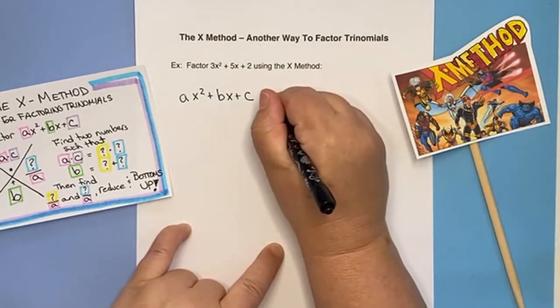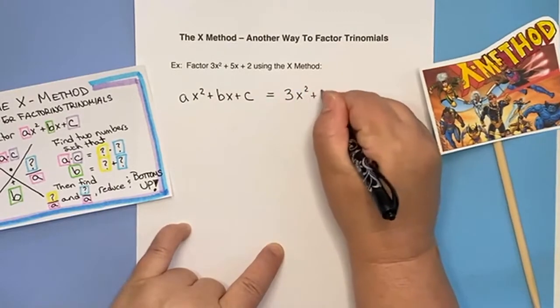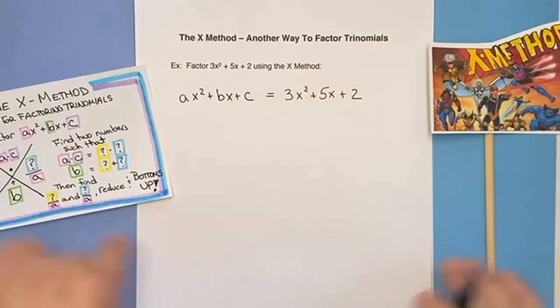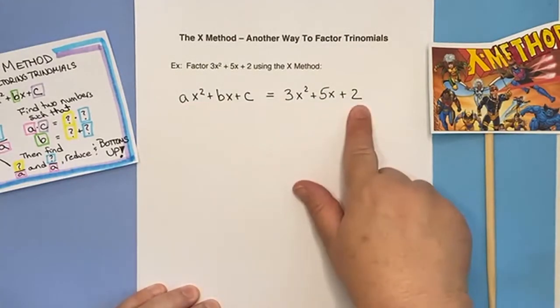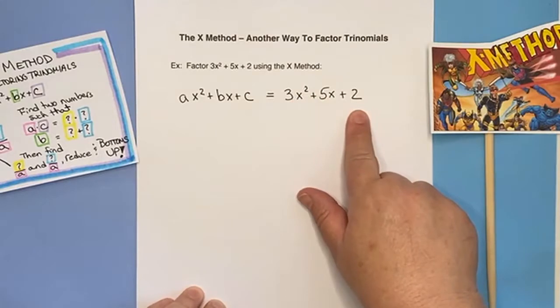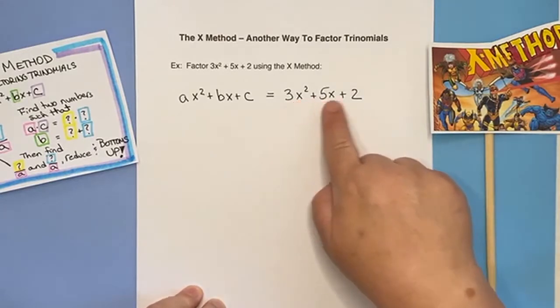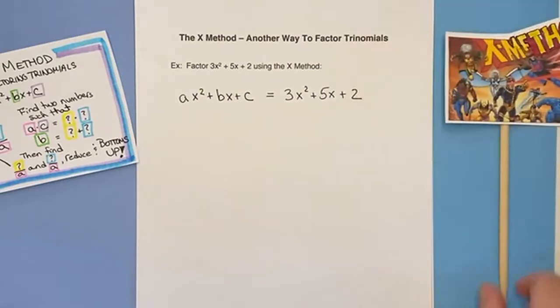So in our case, for this particular problem, we've got 3x squared plus 5x plus 2. So the first step, after we've identified that we do have a trinomial and we've put it in descending order, so the x's get smaller as we go along. The x's themselves don't get smaller, of course. What I mean is the exponents get smaller. See how it's all x's, the exponents? Ooh, the X method, the exponents.